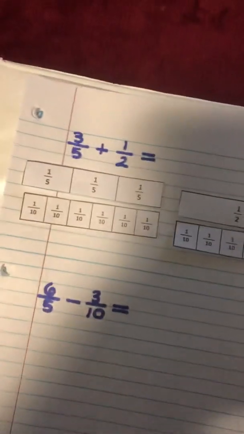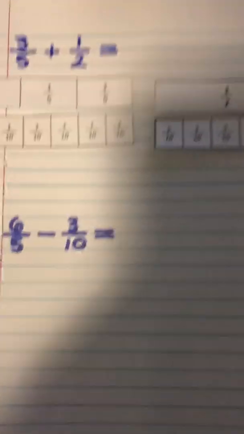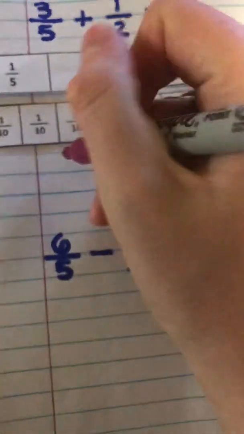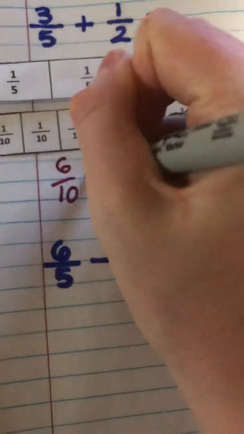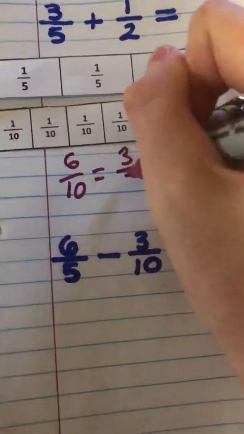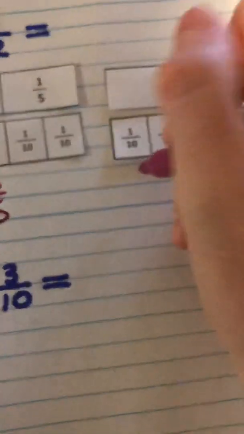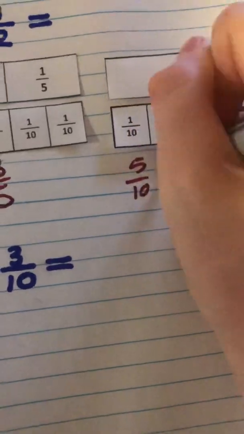So we're going to go ahead and write that down. We see that 6/10 is equivalent to 3/5, and we can see that 5/10 is equivalent to 1/2.